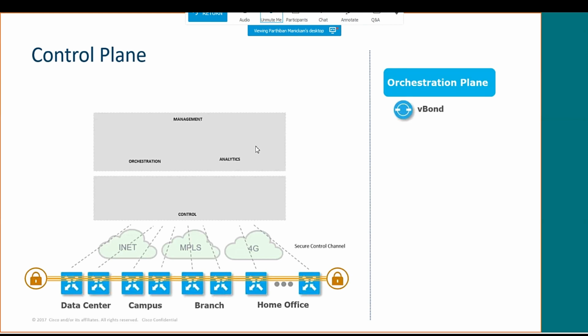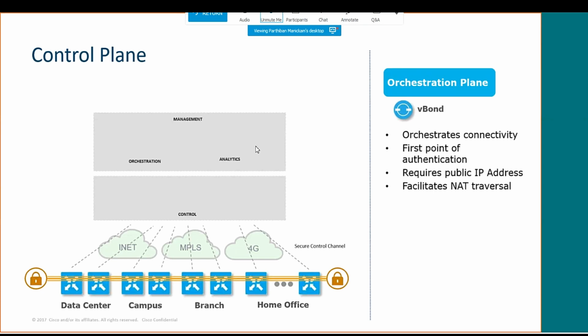Okay, so let me go one by one. So the points under the orchestration plane. vBond orchestrates the connectivity. vBond is the first point of authentication. vBond is deployed, and if it is a public deployment, we need a public IP address. In case of on-prem deployment, it could be hosted in a data center or it could be hosted in cloud-based places. But the IP reachability, so private IP address reachability, must be provided to all the other components.